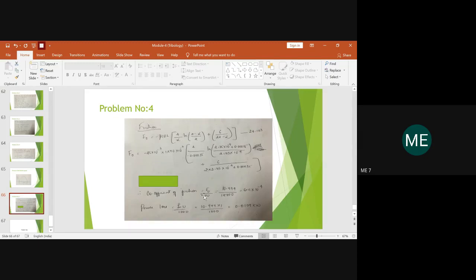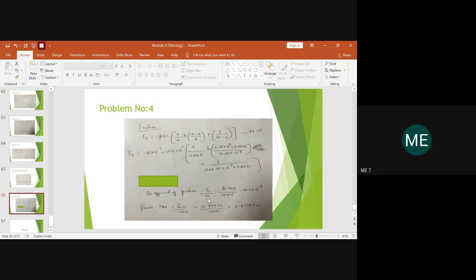For that you need to know the value of F naught, and the equation of F naught is given. So kindly substitute the values and calculate the frictional force. Once you determine the frictional force, you can determine the coefficient of friction, which is nothing but F naught by W. This type of problem we have solved already. So you will substitute the value of F naught divided by the load bearing capacity. For this, you should know the value of the load. You should derive the value of W also.